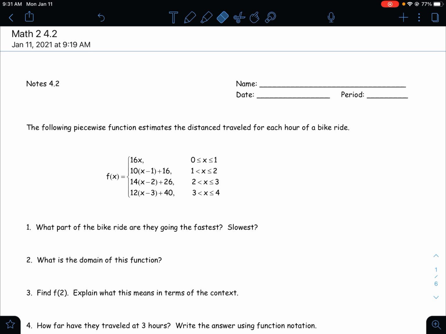So it says the following piecewise function estimates the distance traveled for each hour of a bike ride. So it gives you this f of x and all of these different values. What part of the bike ride are they going the fastest?